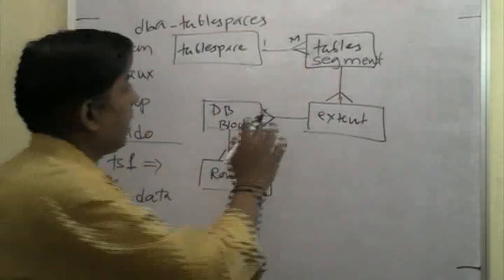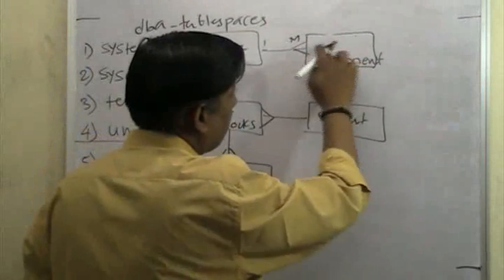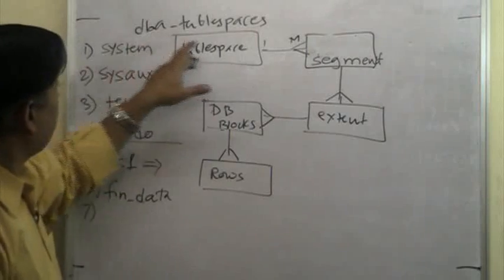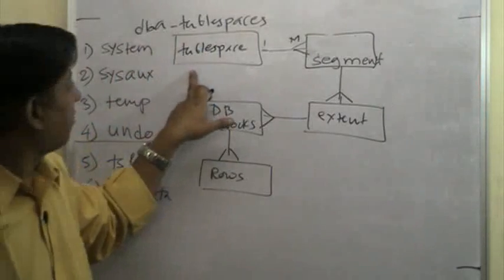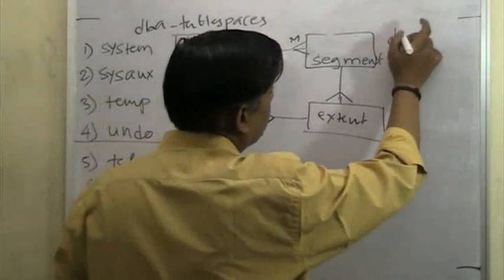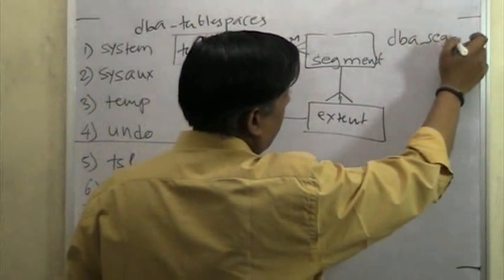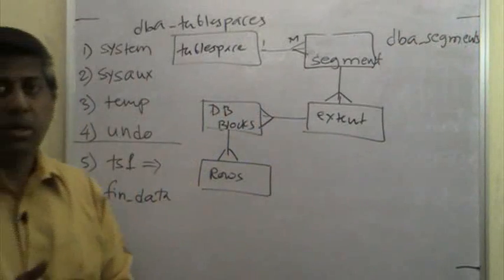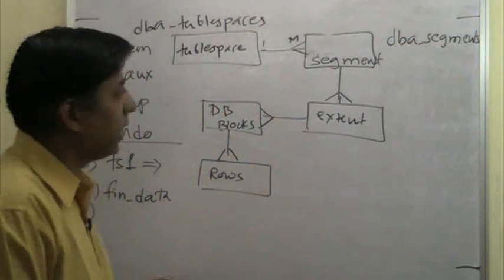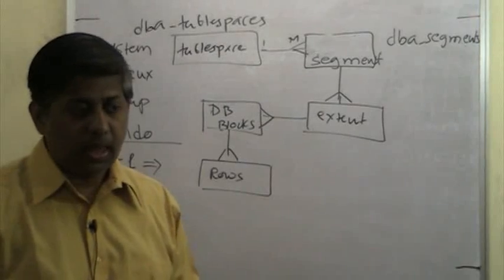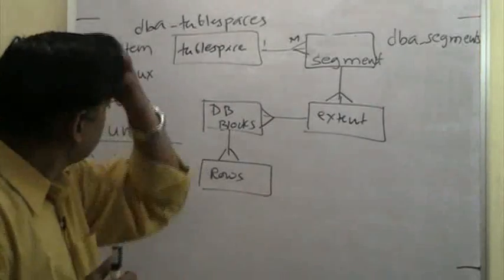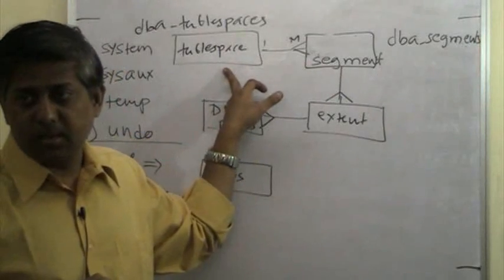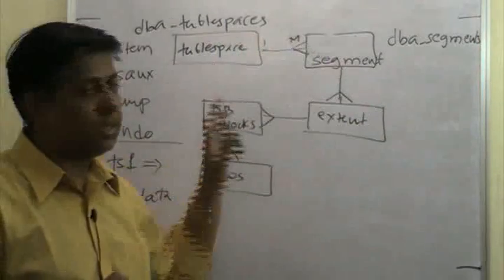So I'm going to talk about segments now. One segment will be made up of multiple extents. Just like there is DBA_TABLESPACES to find out the list of table spaces, there is DBA_SEGMENTS, which will tell you the list of all these segments, and it will also tell you that this segment is in this table space.